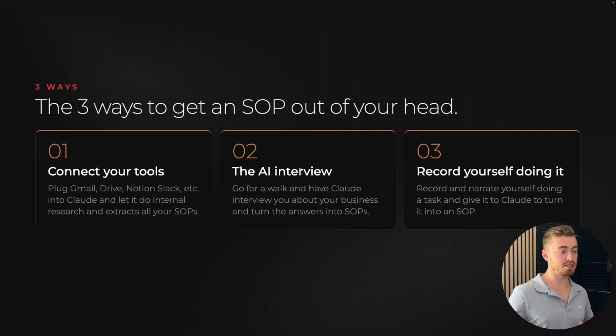The second one is doing an AI interview. So you go for a walk and then you just ask Claude to ask you questions so that you can get everything out of your head. And then based on the answers, it can create SOPs. And then the third one is just when you actually do a task, you record yourself doing the task in a video, as well as narrating what you're doing and explaining your thought process. And then you give that to Claude so that it can turn that into SOPs.